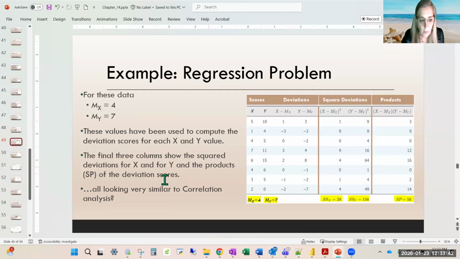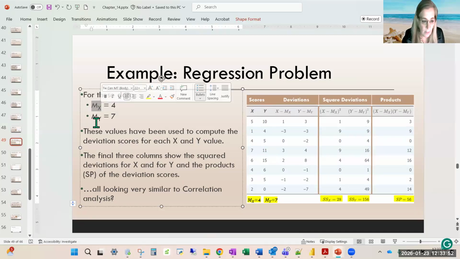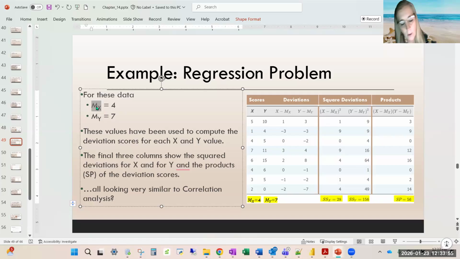So it's very similar. Here we have data for X and Y and the mean for each of these data. So when you see this MX, it means the mean for your X values. The mean for X is 4, and for your Y values, it's 7. And you take these and you subtract them from your X and Y values. All right. So far, so good. We've done this before. The values have been used to compute the deviation scores for each X and Y value. Remember, these are deviations, how far away from the mean they are.